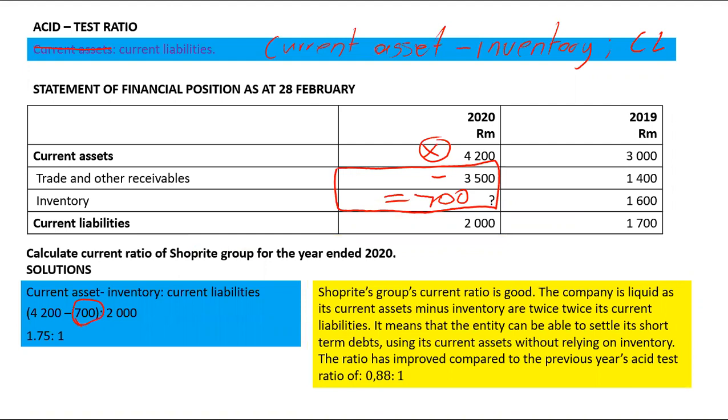It means that the entity is able to settle its short-term debts using its current assets without relying on inventory. The ratio has improved compared to the previous year's acid test ratio of 0,88 to 1. Now, my question to you is, how did I get that 0,88 to 1?